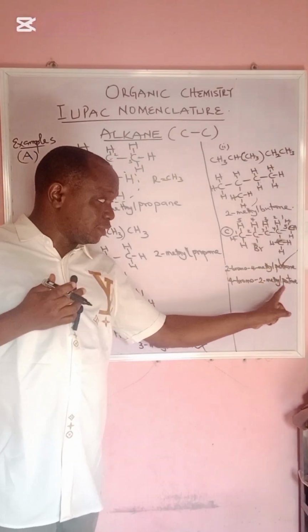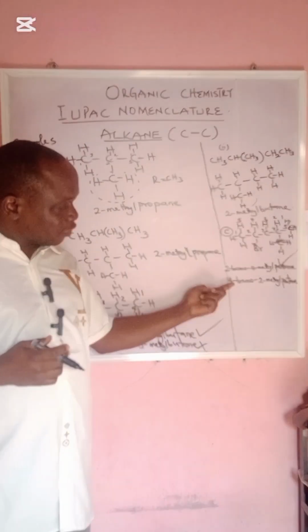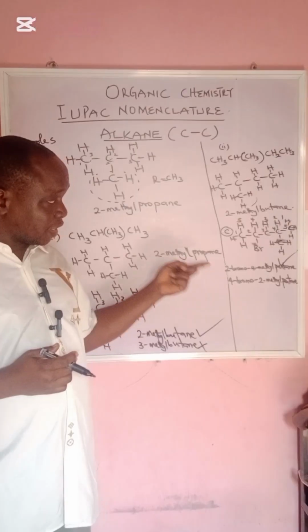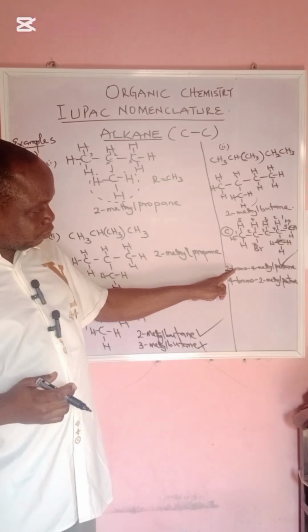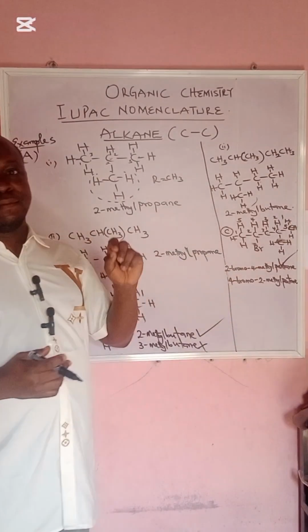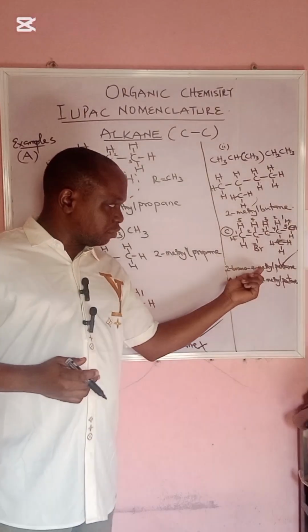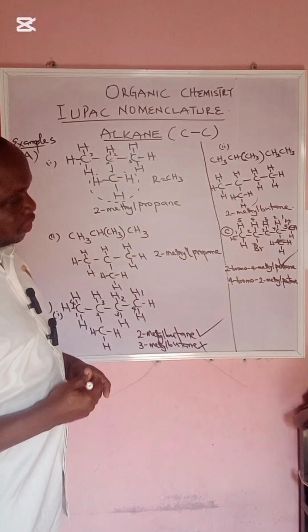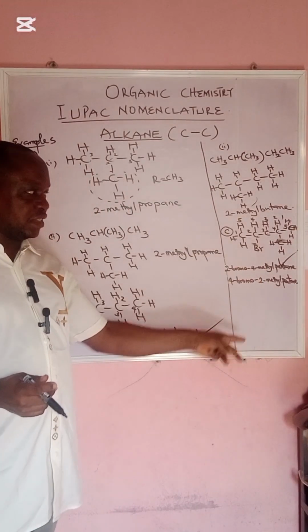When you are writing it down, you have to follow the alphabetical order. You can see B comes before M. So that's why bromo is written before methyl.